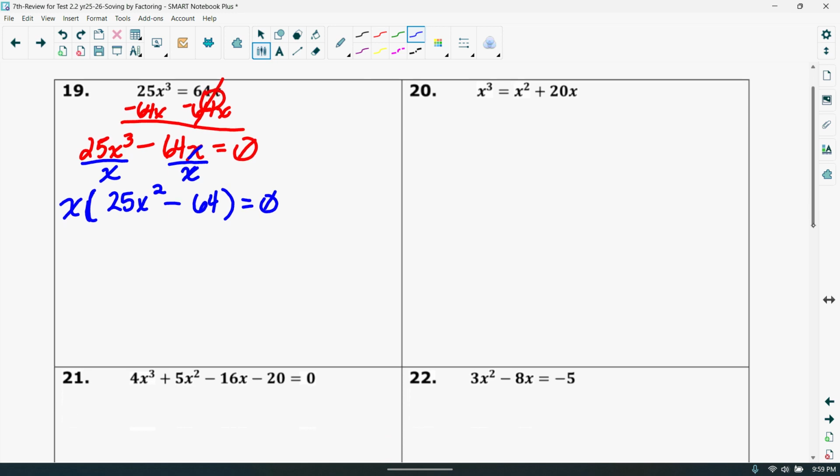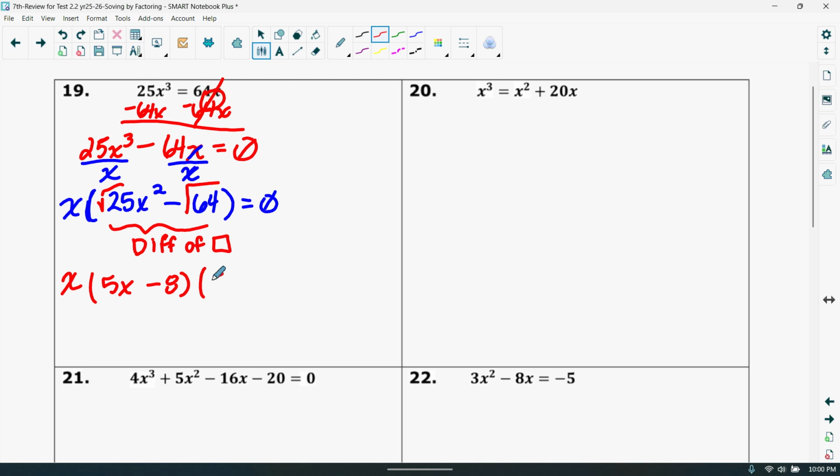Well, we're going to factor completely, and hopefully you see here we have a difference of squares. So we need to simplify that by taking the square root of the first and last term and writing the binomials with one positive and one negative. Our GCF is still one of the factors. This now becomes 5x minus 8 and 5x plus 8. And now I'm setting that equal to 0.